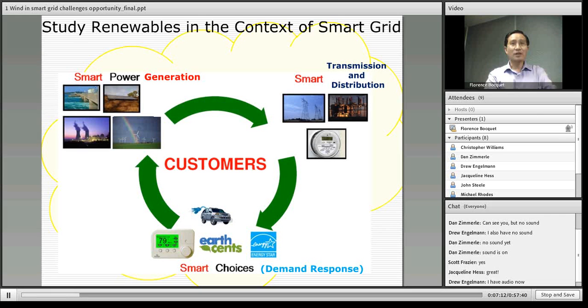But mostly are on the smart choices on the customer side. And so my interest here, smart power generation. Okay, so basically, for example, renewable energy can be a significant portion of the future power generation.